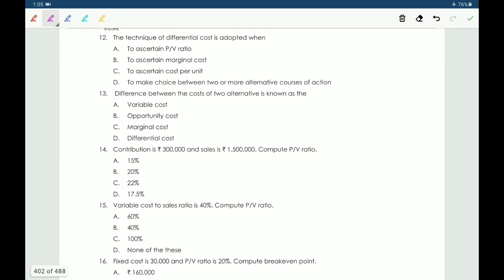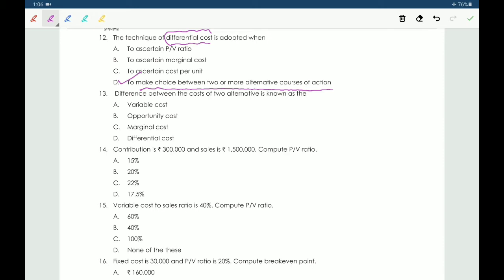Next, 12th one, the technique of differential cost is adopted. Option A, to ascertain PV ratio, B, to ascertain marginal cost, C, to ascertain cost per unit, D, to make choice between two or more alternative courses of action. Yes, differential cost is adopted to make choice between two or more alternative courses of action. So option D is the answer.